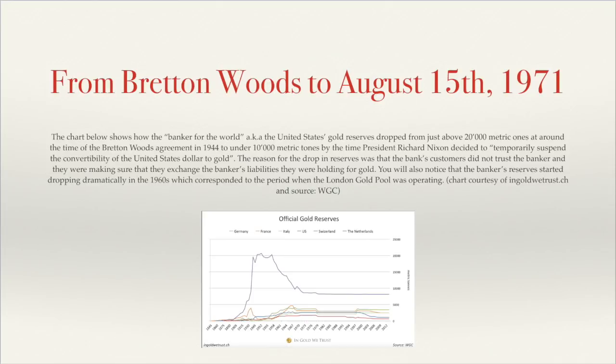So this chart is courtesy of ingoldwetrust.ch, and the source is the World Gold Council. So yes, the London Gold Pool was using the US gold, maybe some of their gold as well, but not that much, to keep the price fixed at 35. And that's a sign of that. The US had to get rid of the gold to keep that price from rising.